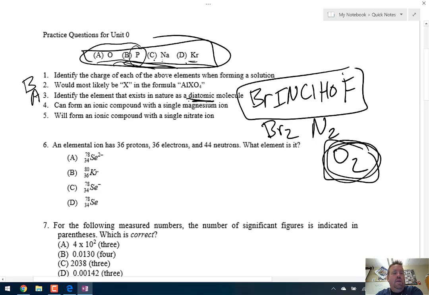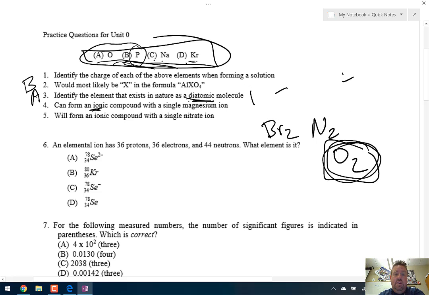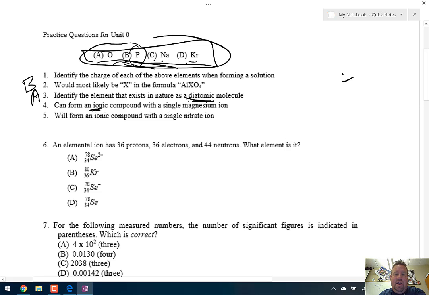Okay, number 4, can form an ionic compound, so ionic means ions, with a single magnesium ion. So the first thing I think is, okay, what is a magnesium ion? Well, a magnesium ion is Mg2+, and you have to form an ionic compound. So I know in an ionic compound, something has to have a negative charge. Well, again, that immediately takes out krypton. That immediately takes out sodium because krypton has no charge and sodium has a positive charge. So it's either O or P, either A or B.